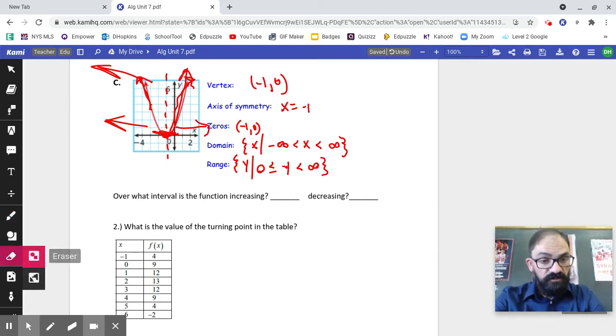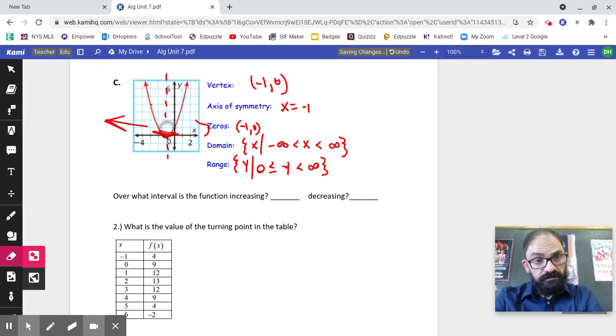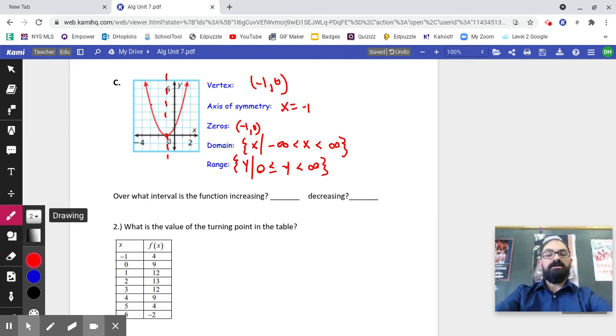Okay, moving on. Over what interval is this graph increasing? Let's erase some of this so we can see our work. Okay, sorry about that. Froze a little bit. Over what interval is this increasing?